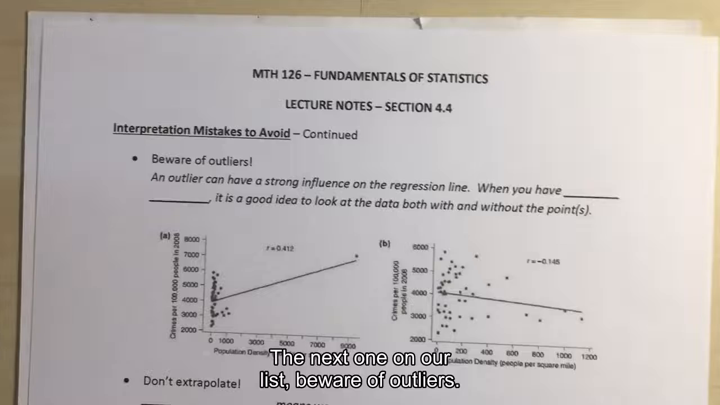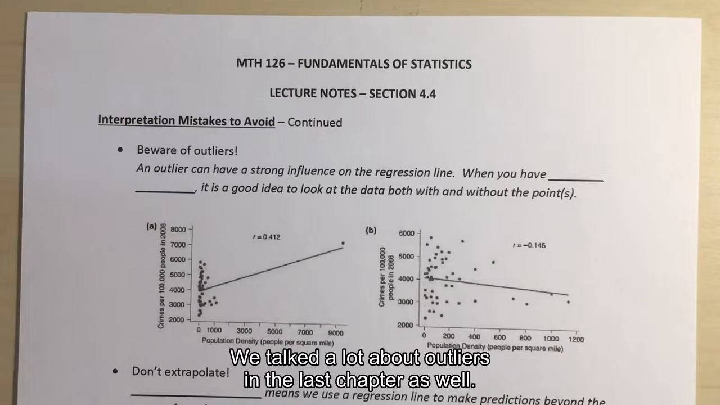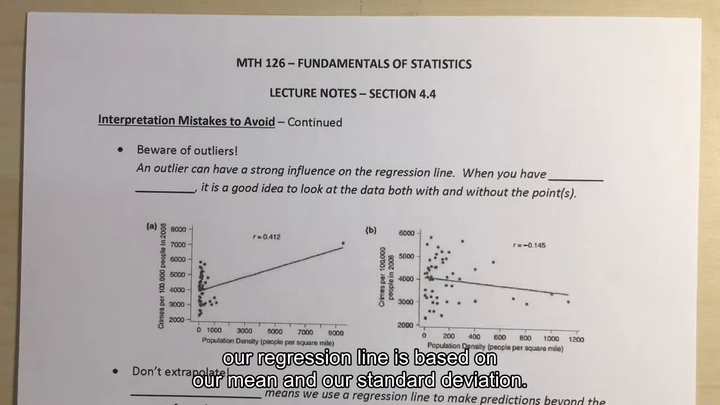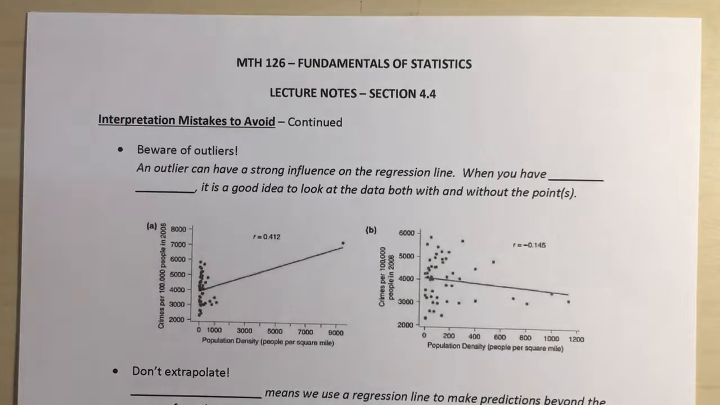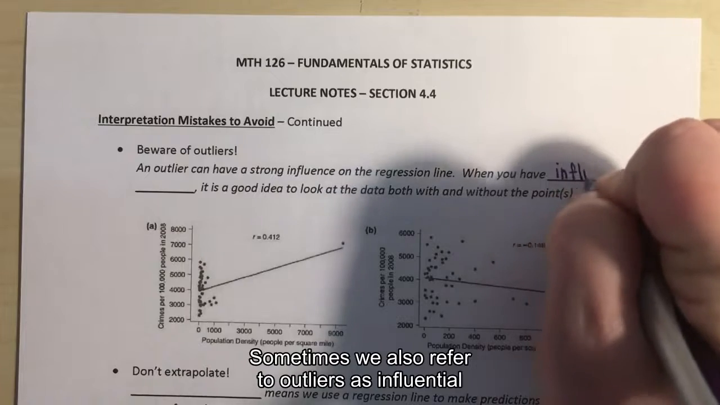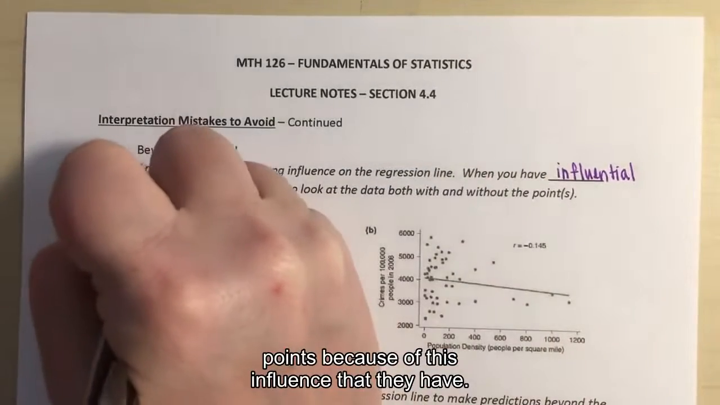All right, the next one on our list: beware of outliers. We talked a lot about outliers in the last chapter as well. An outlier can have a strong influence on the regression line because our regression line is based on our mean and our standard deviation. Sometimes we also refer to outliers as influential points because of this influence that they have.